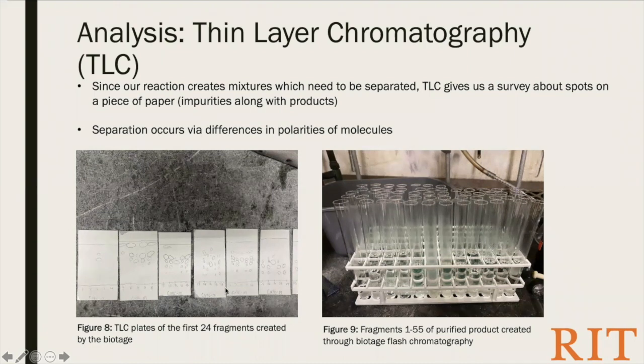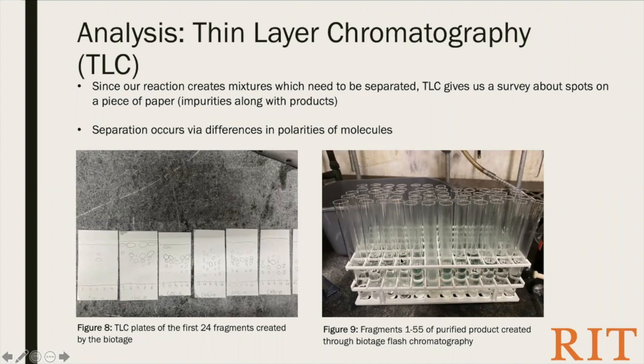TLC plates separate our impurities and products by way of polarity. The most nonpolar products will run up higher upon the TLC plate, while the most polar products will rise slowly up or maybe not move at all. Through the Biotage, different fragments were created and collected, 1 through 55, which again is flash chromatography, which also separates the fragments and aliquots by way of polarity, most nonpolar versus most polar.